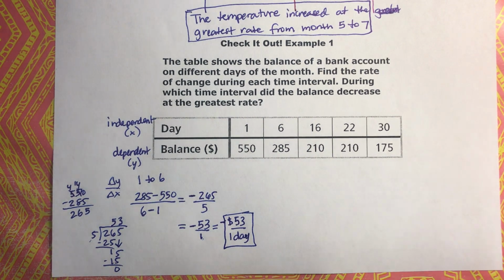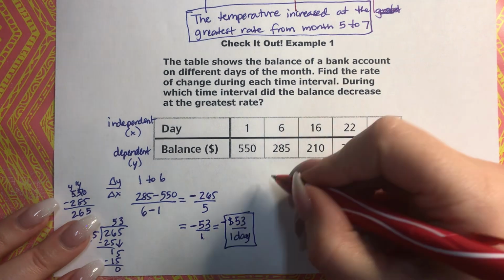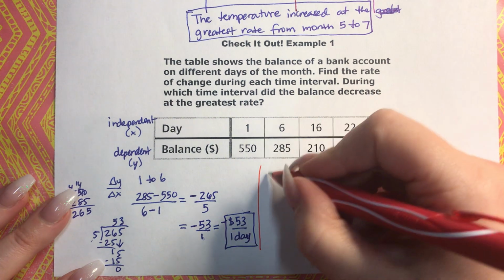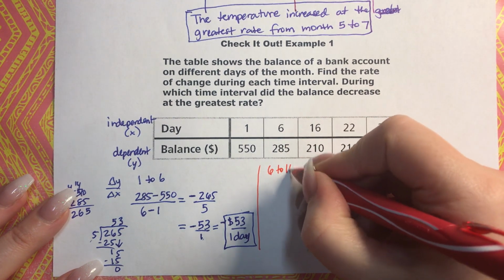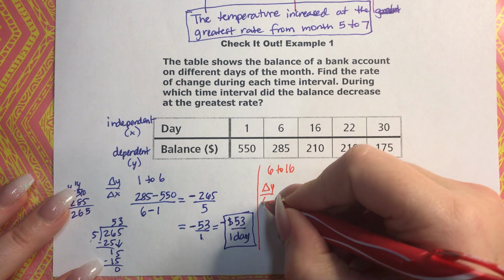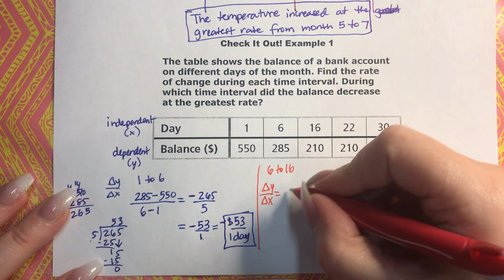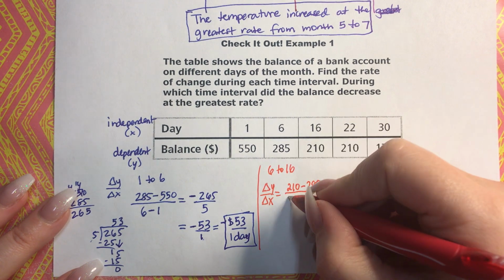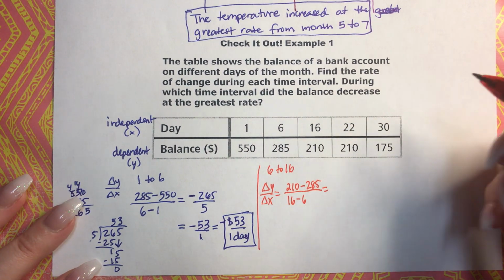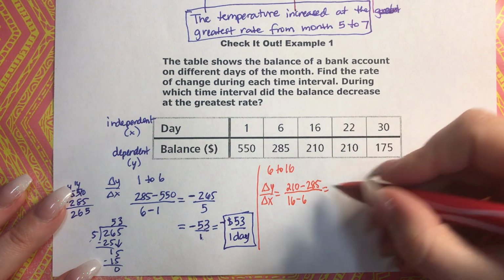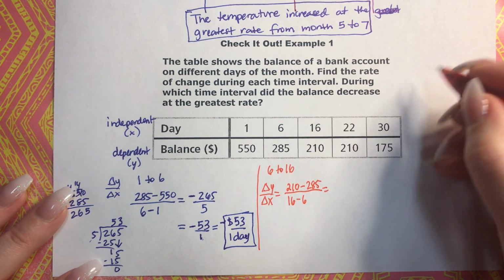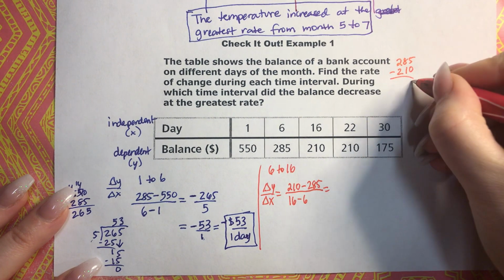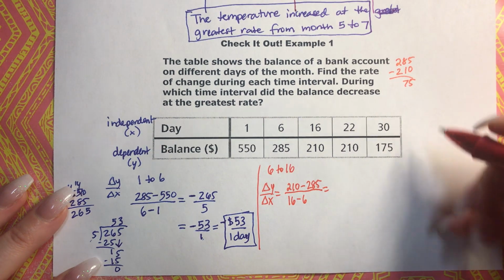Okay, let's go ahead and figure out what it is for the next time period. So what are we looking at? From 6 to 16. Okay, so we're finding that change in y over the change in x. So it's going to be 210 minus 285 all over 16 take away 6. And what does that end up being? The difference between 285 and 210, I'm not sure. 285 minus 210, 5, 7. So 75. All right, cool.